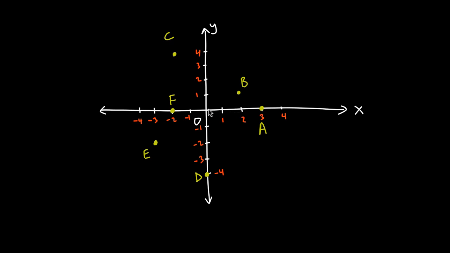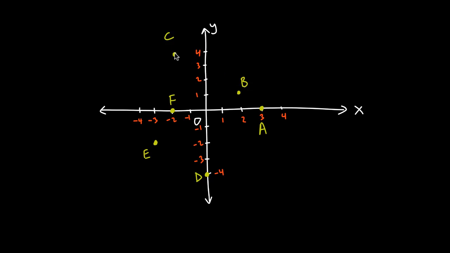Similarly, for B, we go over 2 units to the right on the x-axis. That means it's a positive 2 as the x-coordinate. And then we have to go up by 1 unit to get to it on the y-axis. So the coordinates of this point will be 2, 1. And hopefully you remember, this is quadrant 1, this is quadrant 2, this is quadrant 3, this is quadrant 4. So B happens to be in quadrant 1.